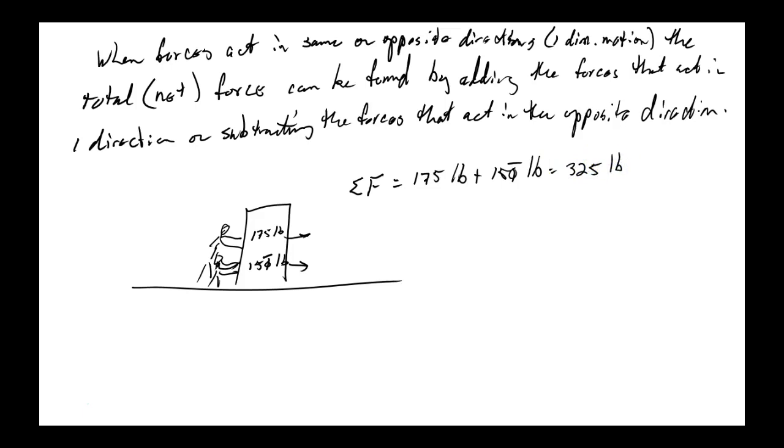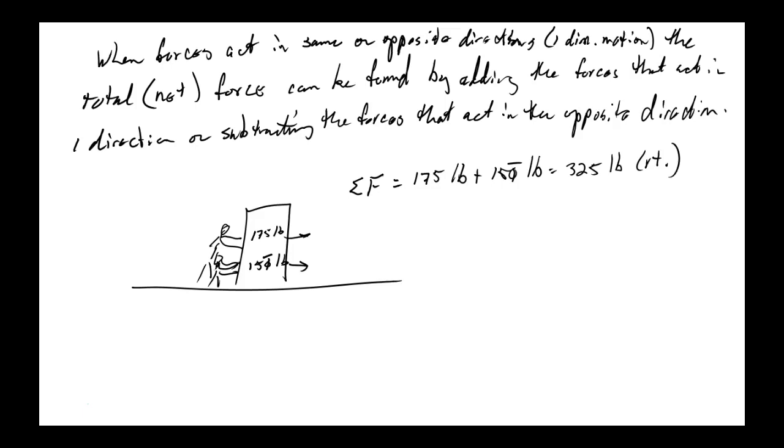But we're dealing with vectors. This is to the right, because each of them was pointing to the right. So quite often when you're dealing with vectors, you need to give direction. Not just a magnitude, 325 pounds, but 325 pounds to the right, indicating it is a vector quantity.